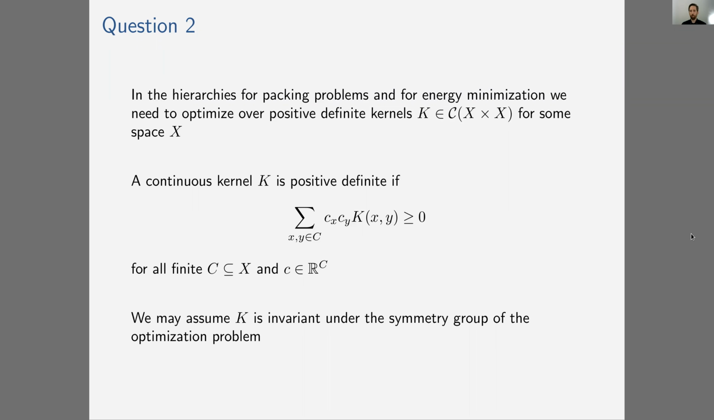Now we may assume that K is invariant under the symmetry group of the optimization problem. As explained yesterday for the Delsarte bound, this is a very common thing in optimization. If you see that your constraints and your objective are symmetric under some group action, then by averaging, you may assume that the things you're optimizing over are also symmetric under the same group action. In all these optimization problems on the sphere, everything is going to be symmetric under the orthogonal group.